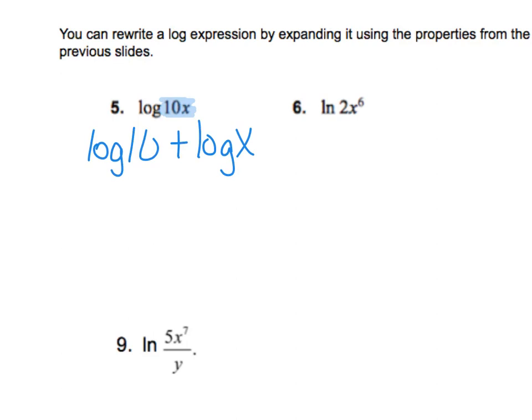I believe this problem is actually a homework problem, where they want you to simplify log of 10. Log base 10 of 10 is just 1. And then the log of x can stay as the log of x.